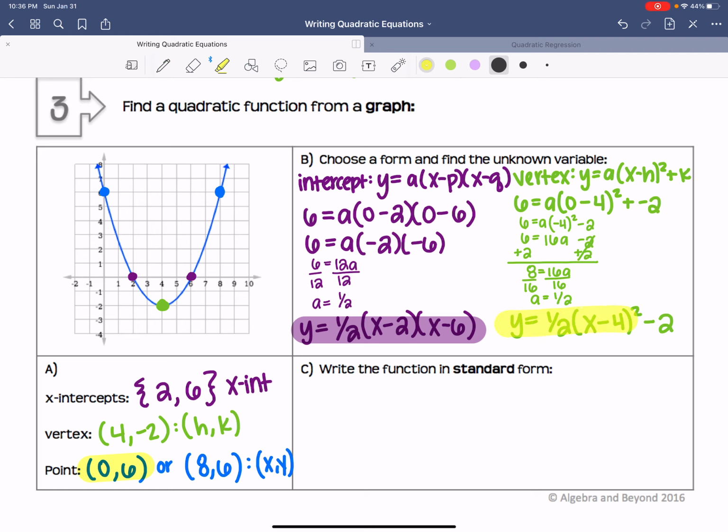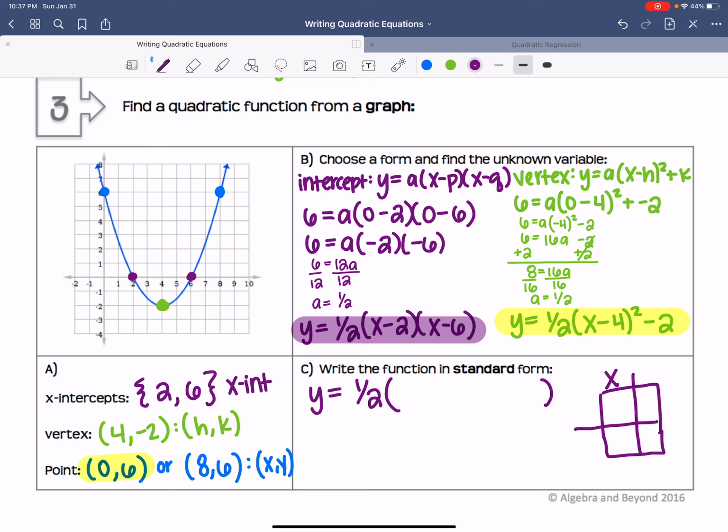All right, so now notice that these look different, but that's just because they're written in different forms. If we want to write this in standard form, all we have to do is pick one of those equations and multiply it out. So I'm going to pick the intercept form because that's already kind of expanded for me. It'll be a little bit quicker. So that's going to be y equals 1/2 times, right? Now I've got to box this out. So let's see what we would get when we do that.